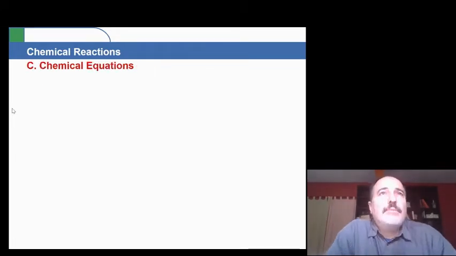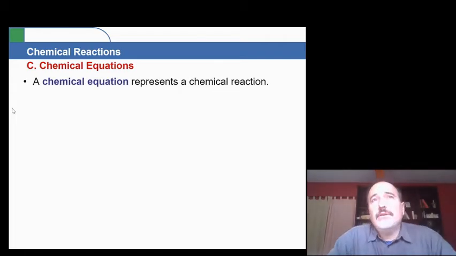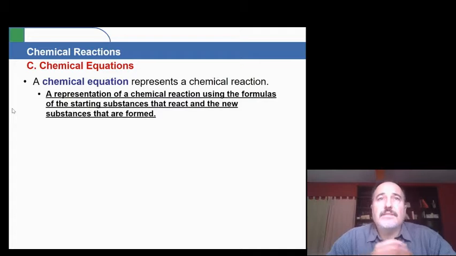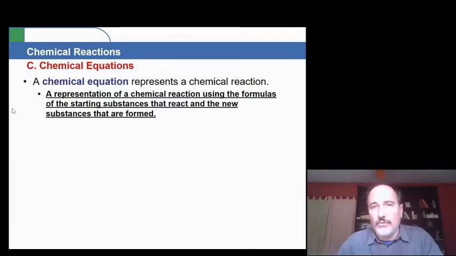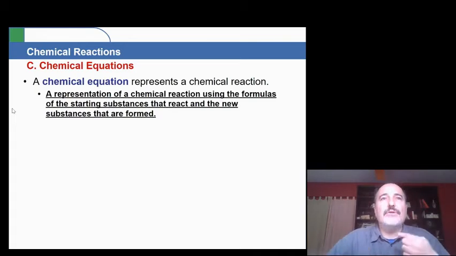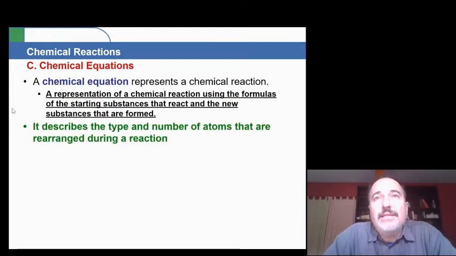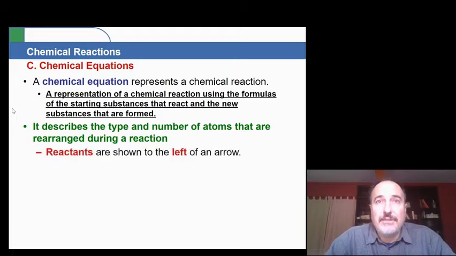Now, chemical equations. A chemical equation represents a chemical reaction. It uses formulas of the starting substances that react and the new substances that are formed. So it gives the chemical formulas of the reactants and products, and it puts them in the appropriate order. Basically, it describes the type and number of atoms that are rearranged during a reaction.